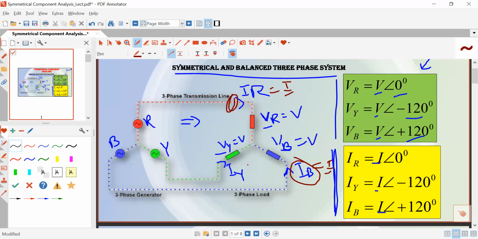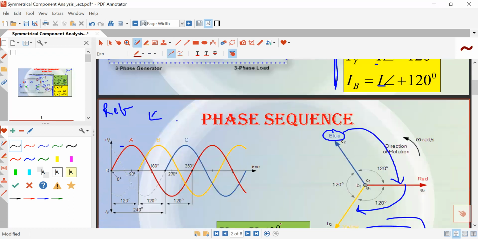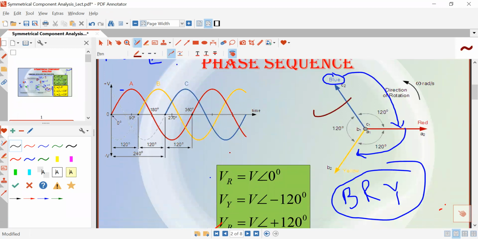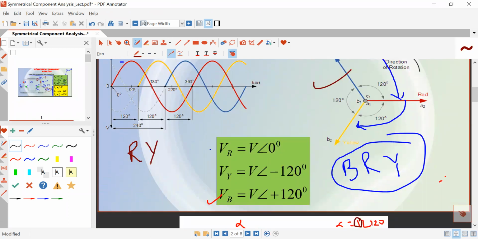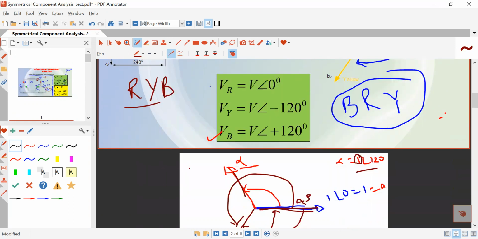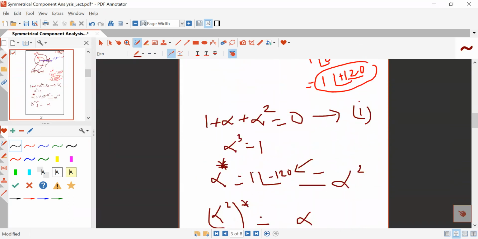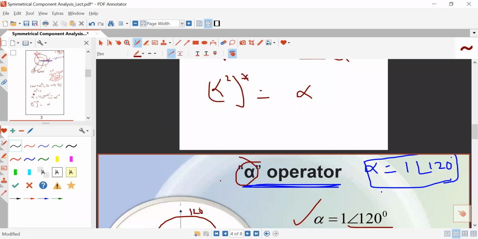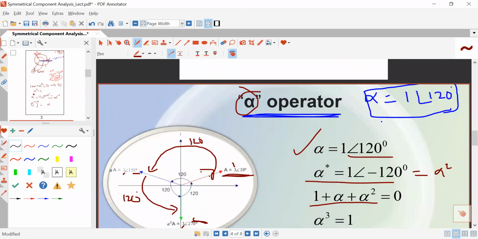So for better understanding of symmetrical component analysis, you have to understand first the symmetrical and balanced three-phase system, how you will draw a phasor diagram for a balanced three-phase system. What is the meaning of phase sequence? This is very important. What is the role of alpha operator? What will happen when you multiply alpha to any vector? You have to understand all of these concepts. After this only you can understand symmetrical component analysis. So in the next lecture I will discuss about this.